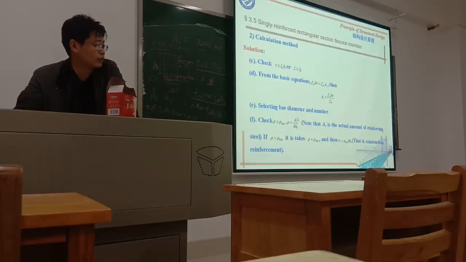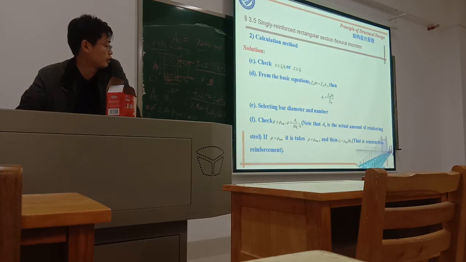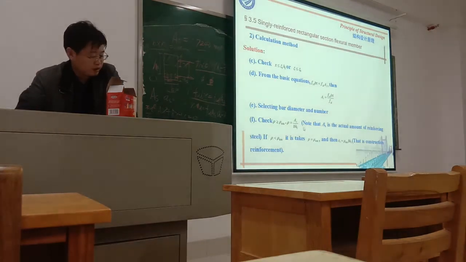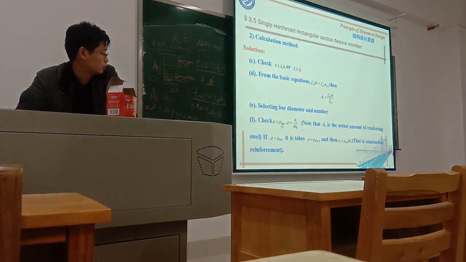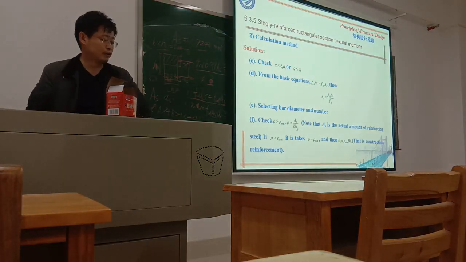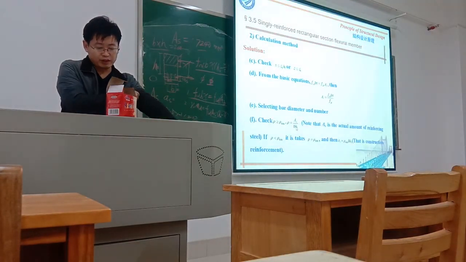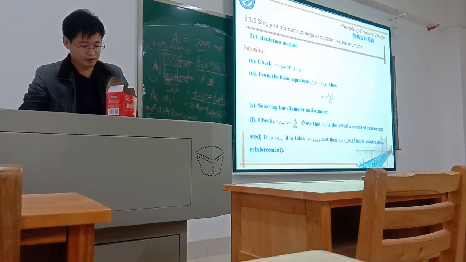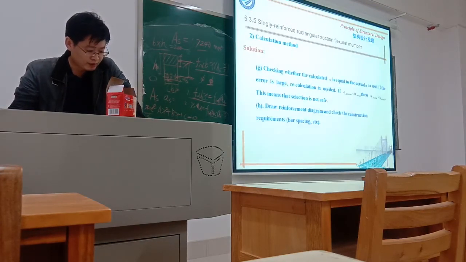Your area of the steel bar you use. And you also need to calculate the real H0. Then you go to the real reinforcement ratio to check if you meet the maximum and minimum requirements for the reinforcement ratio. This is step 4, step F.